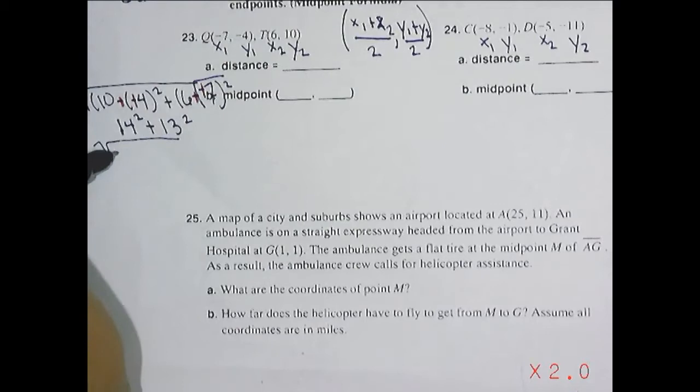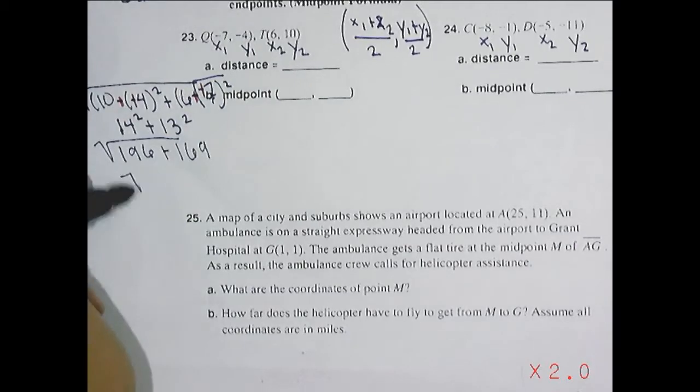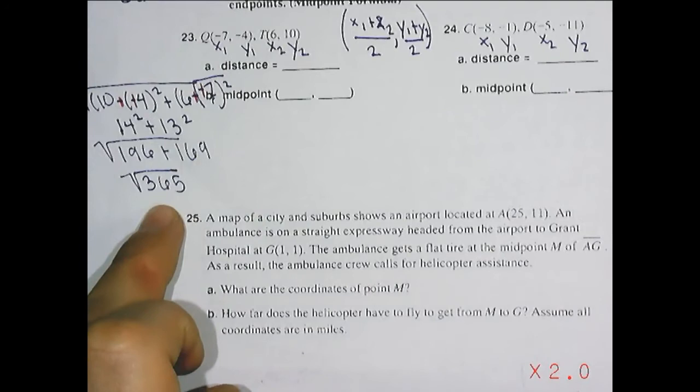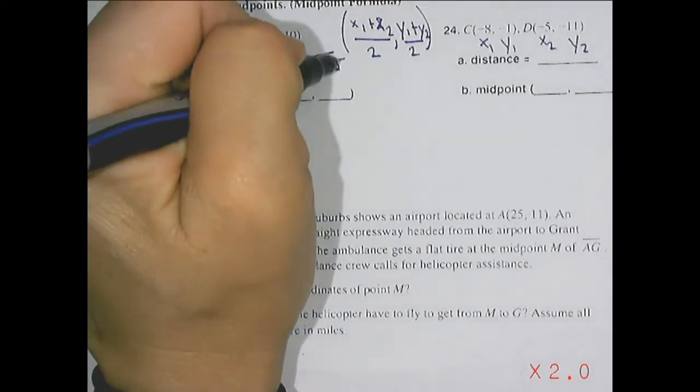Well, 14 squared is 196, and 13 squared is 169. When I add them together, I get 365. And please just leave it like that for now. So my answer would be radical 365.